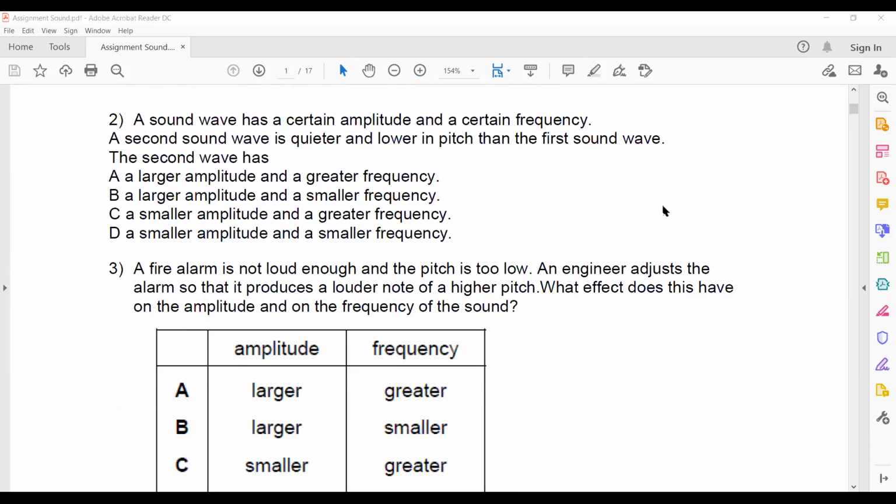Question 2. A sound wave has a certain amplitude. A second sound wave is quieter and lower pitch. Quieter refers to amplitude, and lower pitch means frequency. So D is the right answer.